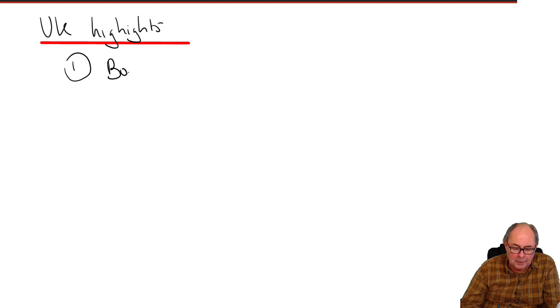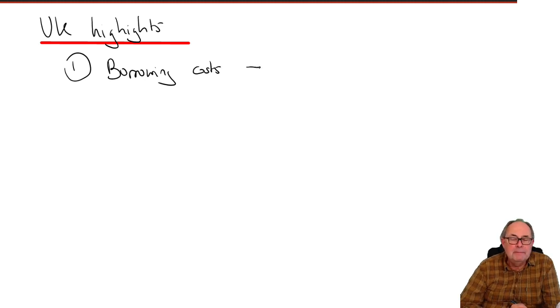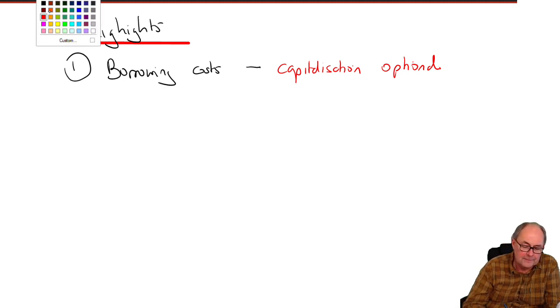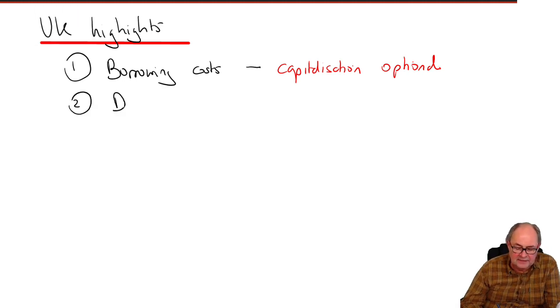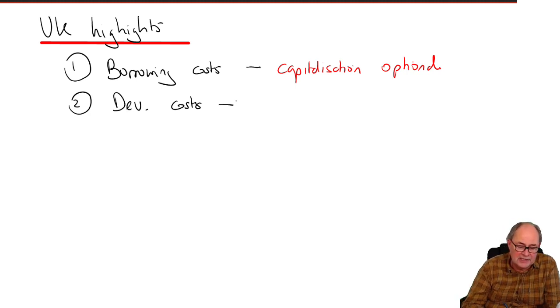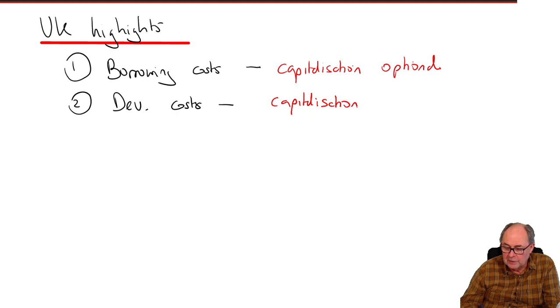So let's pick borrowing costs. Under international standards, they must be capitalized on qualifying assets. Well, in terms of UK, the capitalization is optional. So capitalization of borrowing costs on qualifying assets is optional. Secondly, development costs. You know that under international standards, they must be capitalized. Under UK standards, capitalization is optional. So those two go together.